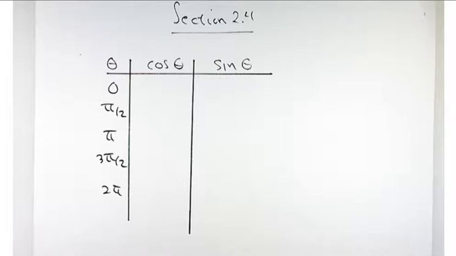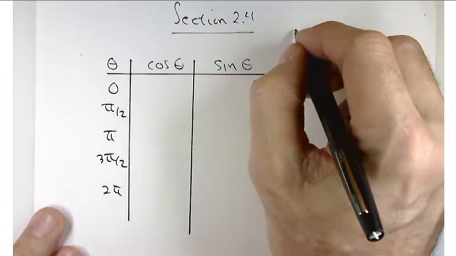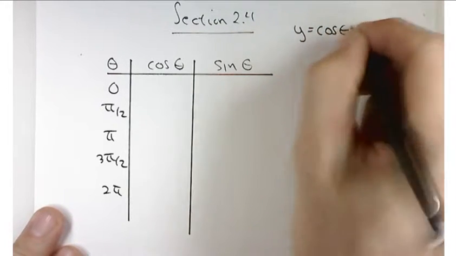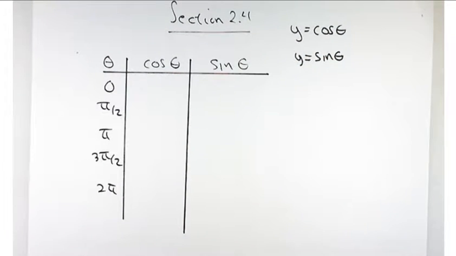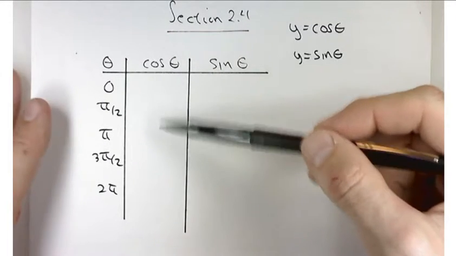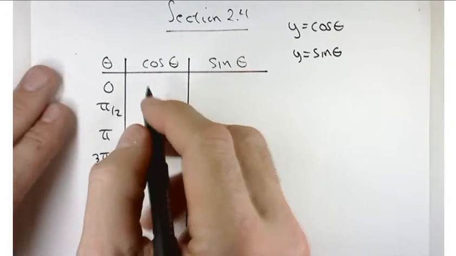In section 2.4, we're going to try and get familiar and comfortable with the graphs of the sine and cosine functions. So we want to graph y equals cosine of theta and y equals sine of theta. As a first approach, we're going to look at the value of the sine and cosine function at some very special angles, multiples of 90 degrees. We're going to look at that in radians.